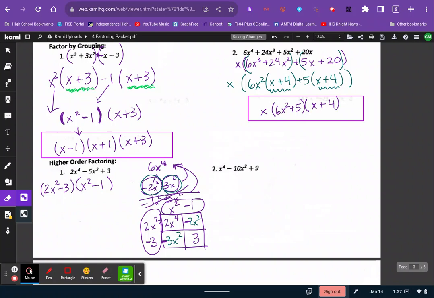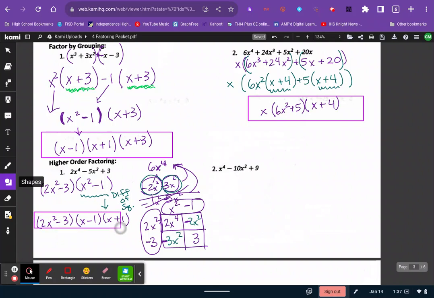And yes, we do have something more we can do because take a look at this. This is a difference of squares, so I can continue factoring. It is not in its simplest form. So I need to go another step. This first set of parentheses is done. It cannot be factored further, but my second set is a difference of squares, so it can be factored further. And now I am finally complete.